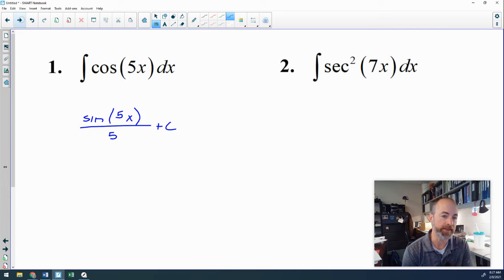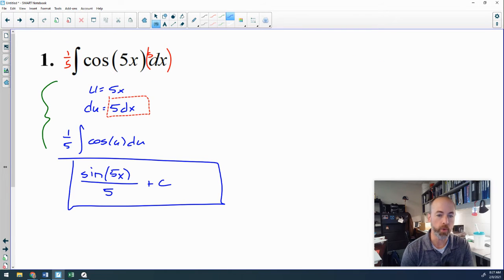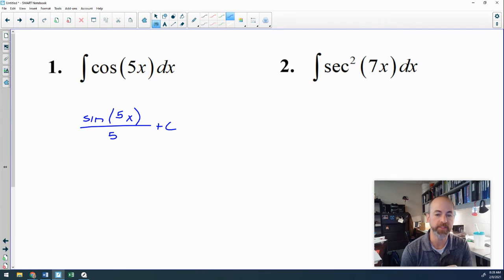And the reason we have that over 5 part is because if you were to do the formal u-substitution, you'll end up having the 1/5 in front to offset the constant you threw in there to make the du show up. And this setup for an antiderivative is frequent enough that I think it's worth memorizing this little quick approach so you can immediately spit out the answer.